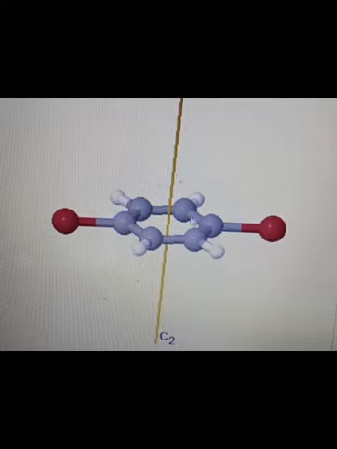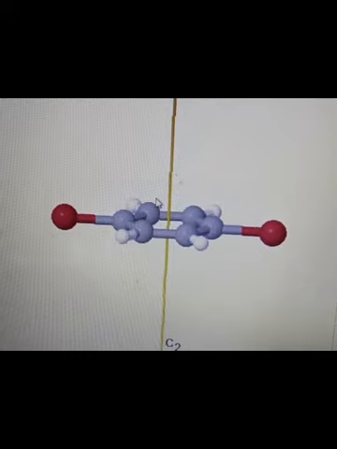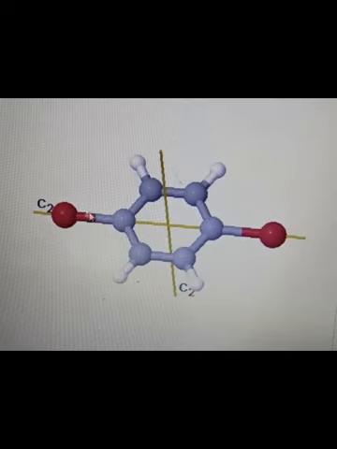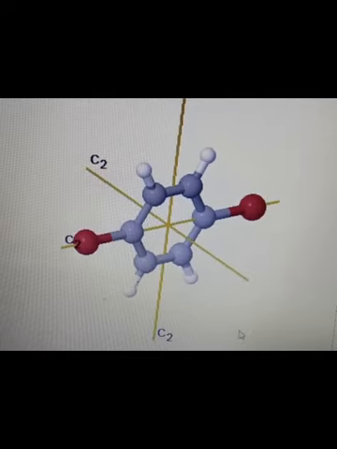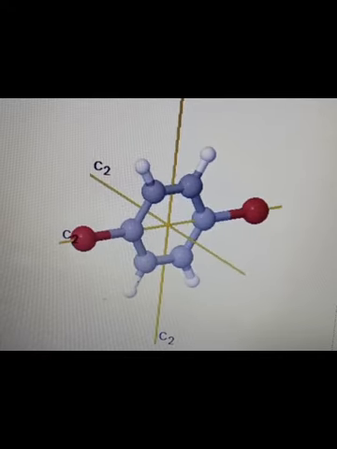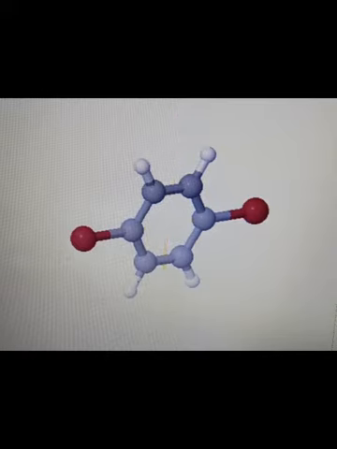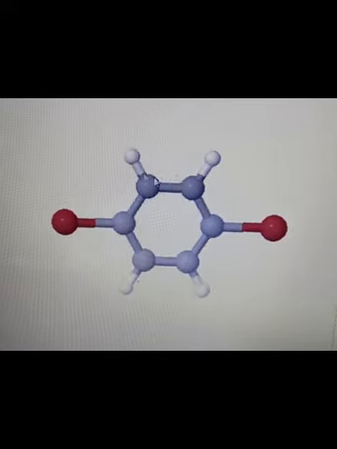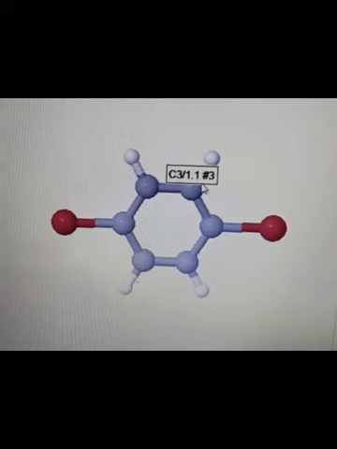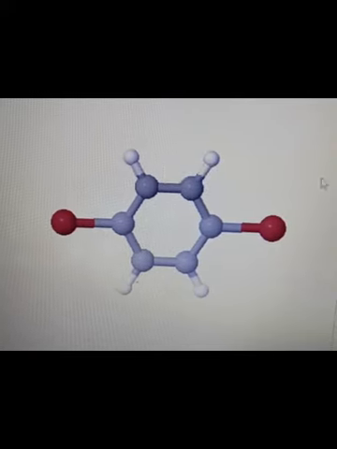Therefore, this molecule is having what? C2 along with 2 C2s perpendicular to it. This is the principal axis, and this is the first C2 and the second C2, which are perpendicular to your principal axis. Now coming to the sigma v's. A D2H point group has n number of sigma v's. Here the n value is 2, therefore it has 2 sigma v's.